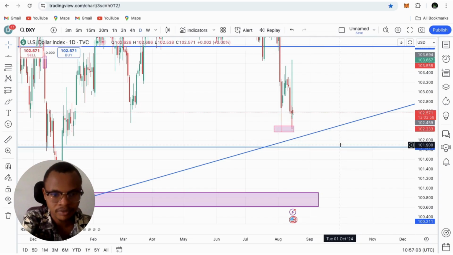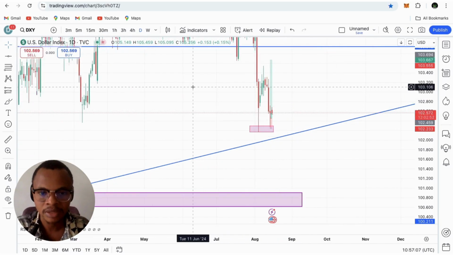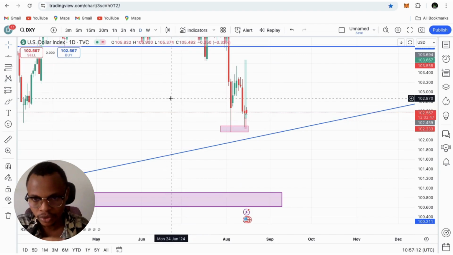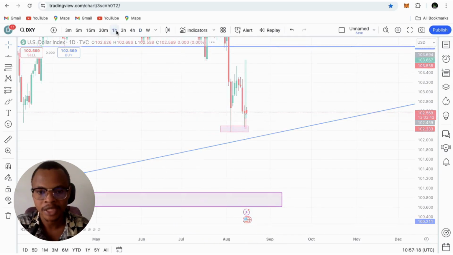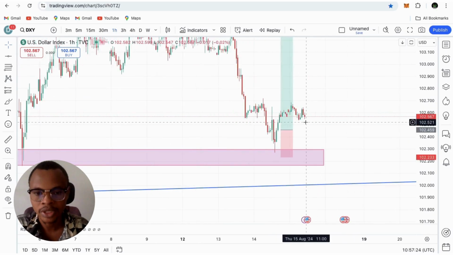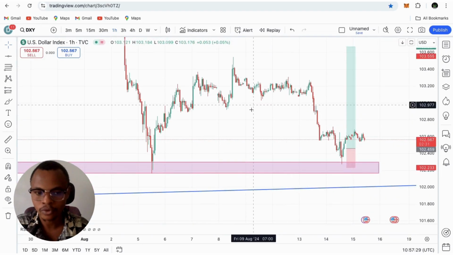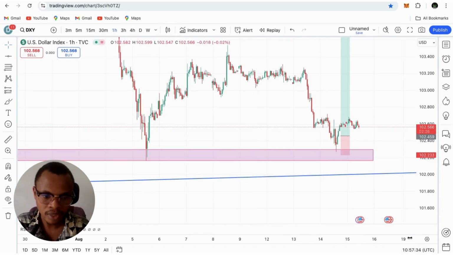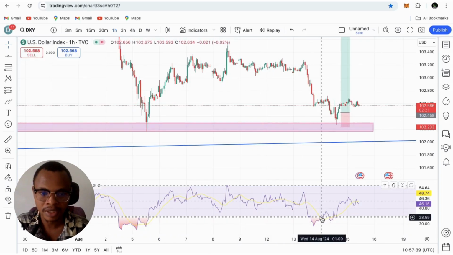So we are not expecting it to come and touch the trend line exactly, because as you guys may know, a trend line is a region, not just a point itself. Now, we say to go long on the DXY because if you go down to the 1 hour time frame, you have a beautiful double bottom. Go down to the RSI, and we have a beautiful RSI divergence here, and here is another RSI divergence.